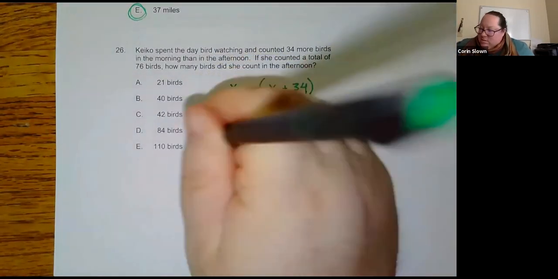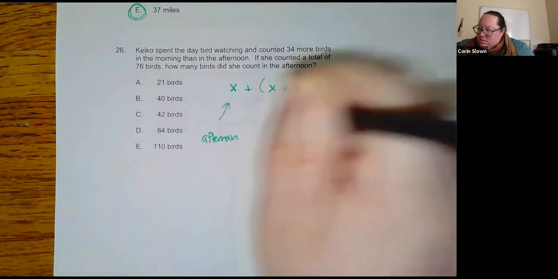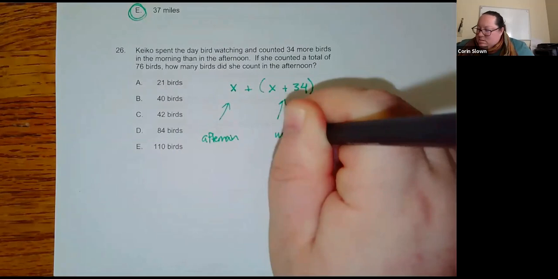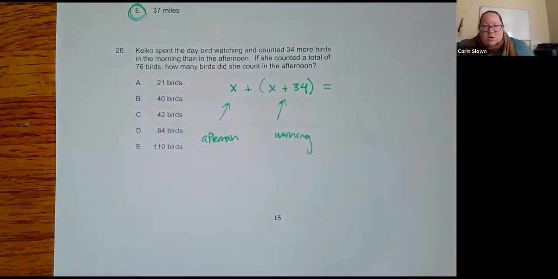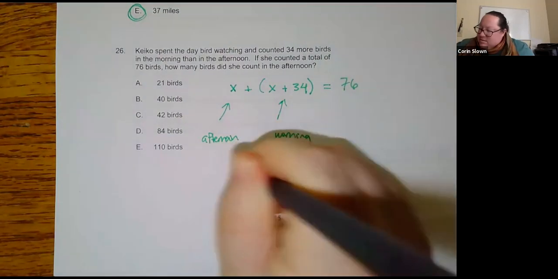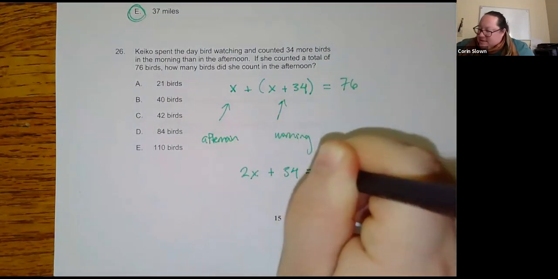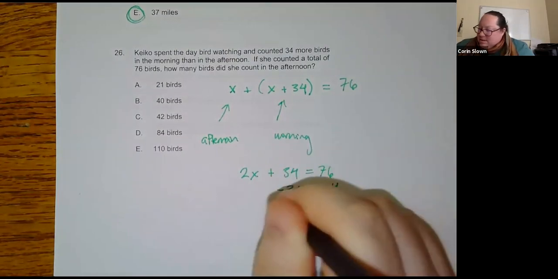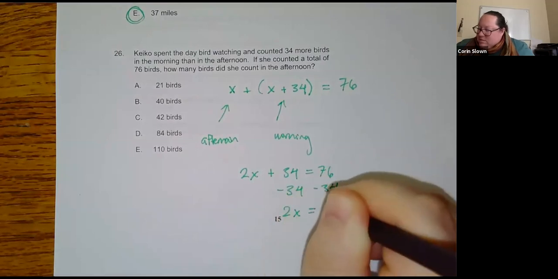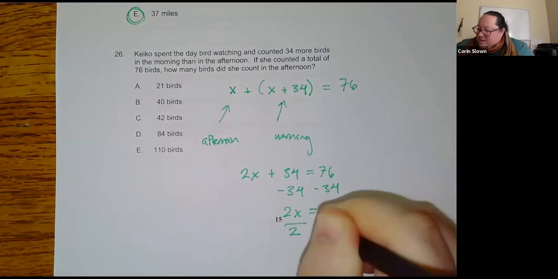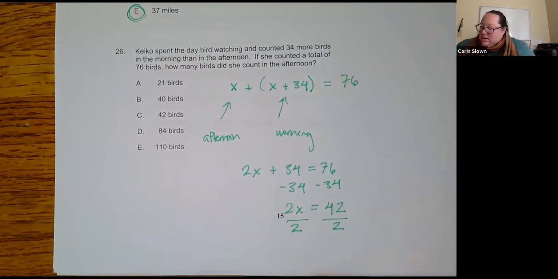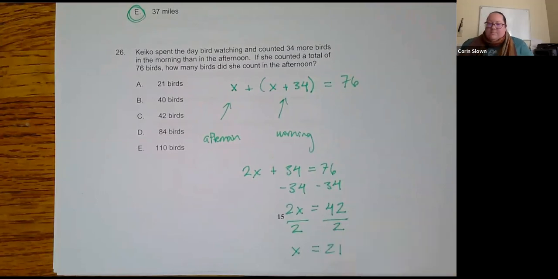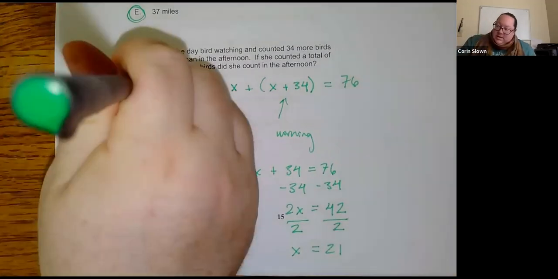So this is afternoon. This is morning. And the total is 76. So we're going to simplify our expression. And we're going to say 2x plus 34 is equal to 76. We're going to subtract 34 from both sides. And then we have 2x is equal to 42. We're going to divide by 2. And so x is equal to 21. So the answer is A.